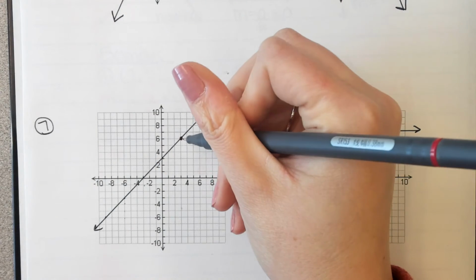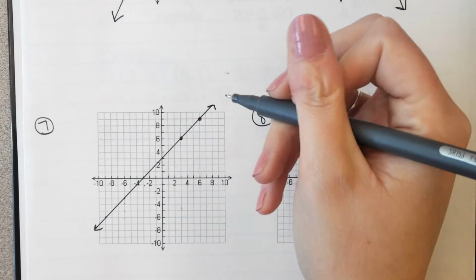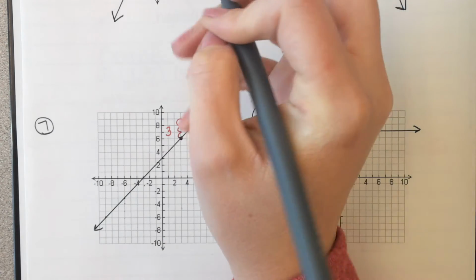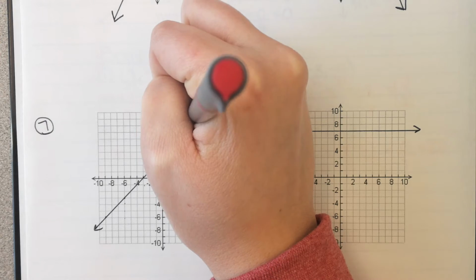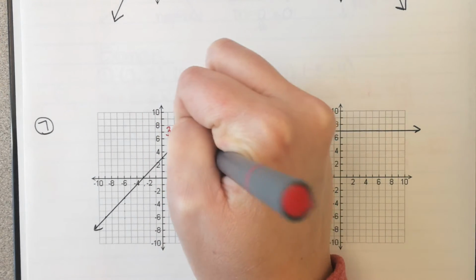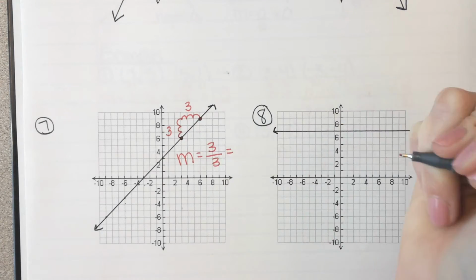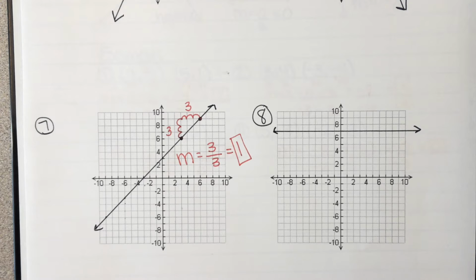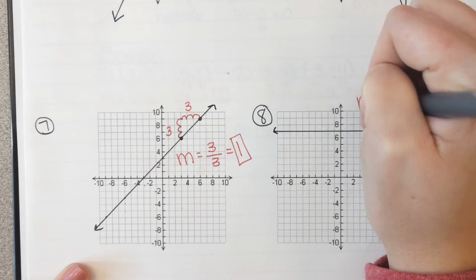Okay, so start on the left. Am I going to go up or down? Up. So up how many? 3. Then I'm going to the right. How many? 3. So m equals 3 over 3. And how does that simplify? 1.